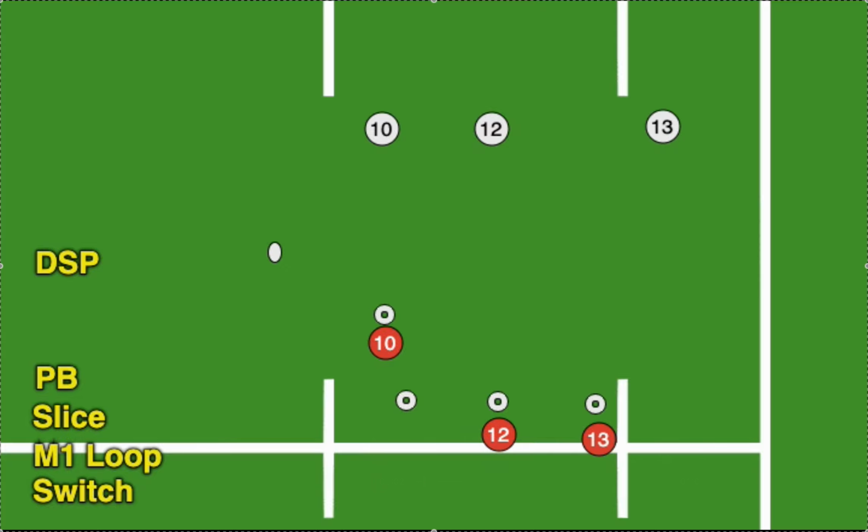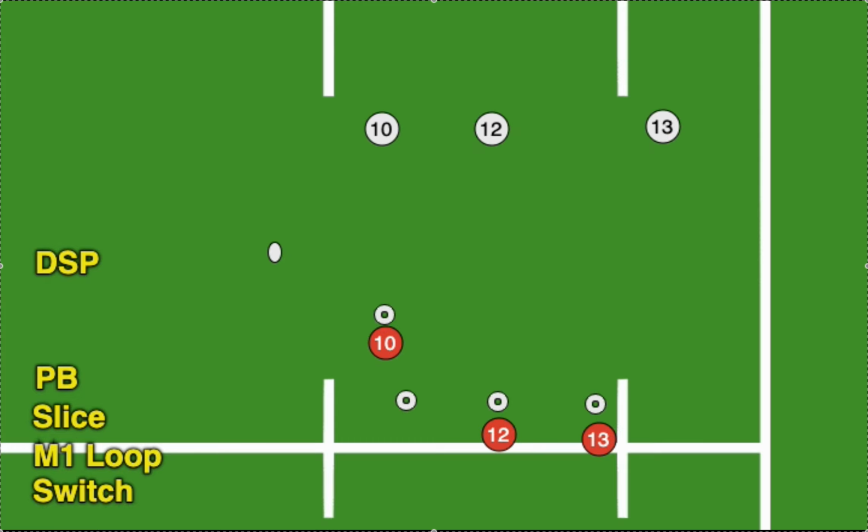Okay, this is just basically a recording of the 5 moves that underpin pretty much all of our set piece attacks. DSP, dummy switch pass, PB or blocking line, slice, M1 loop, and switch. It's really important to understand the scenarios in which we would use each of those moves, and what weaknesses in the defense we're trying to exploit.